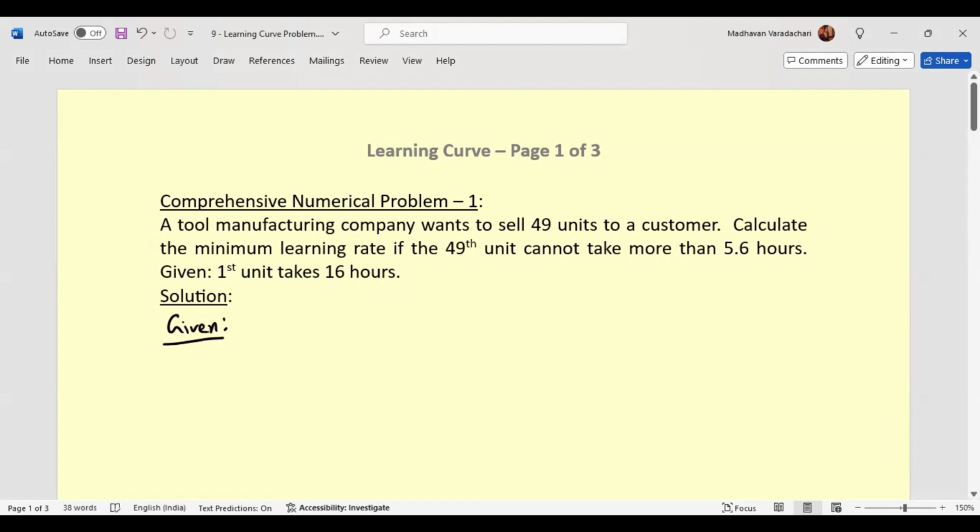So first of all, given the first unit takes 16 hours, which means our A is 16 hours. Then it also says that the 49th unit cannot take more than 5.6 hours, so our Y is 5.6 hours. And then our X is 49 units. We need to find out the minimum learning rate, and for that, we need to find out the learning index.